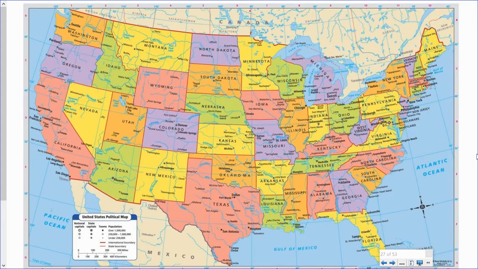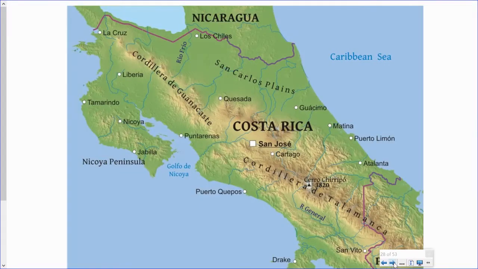The next one here we go, the United States. This is a political map. Now notice that you're also going to see rivers on here as well, right? So rivers are usually what we're looking at on a physical map because it's a natural feature, a physical feature, but we are going to see a little bit of crossover on our maps as we use them.